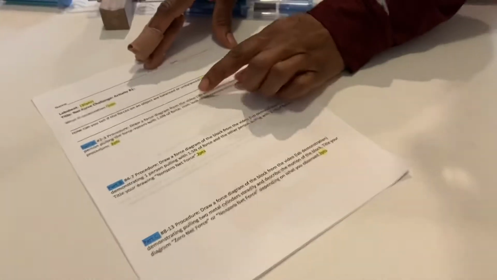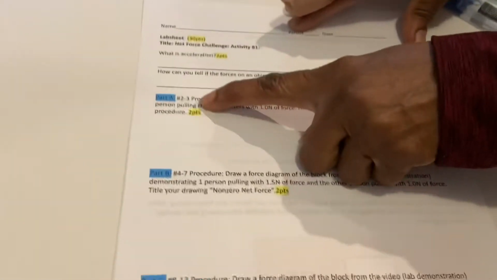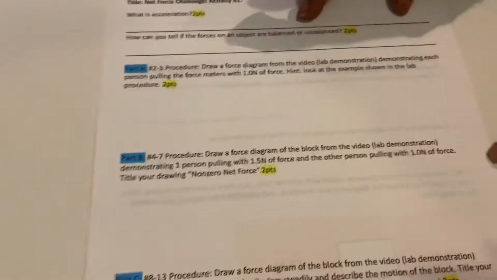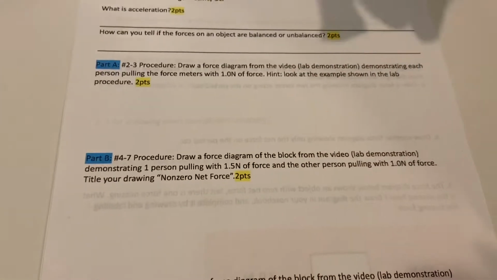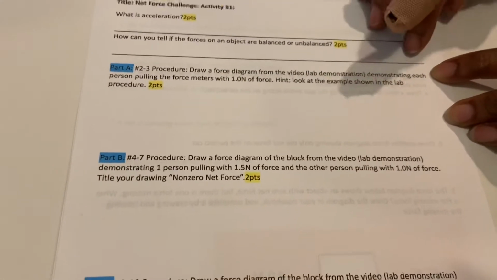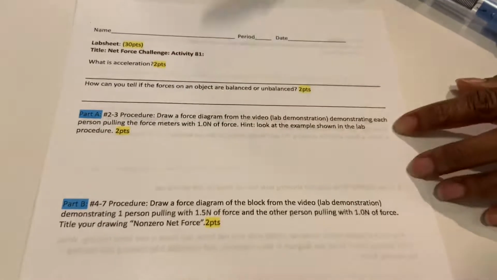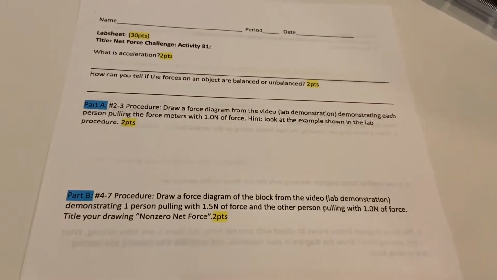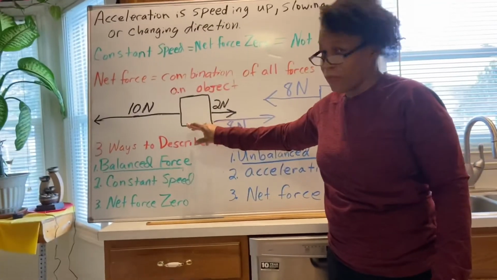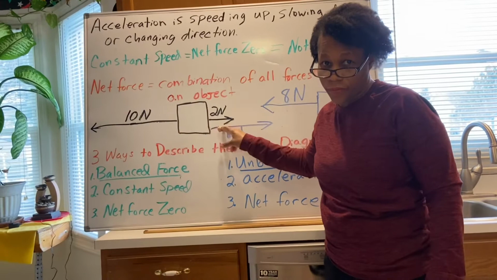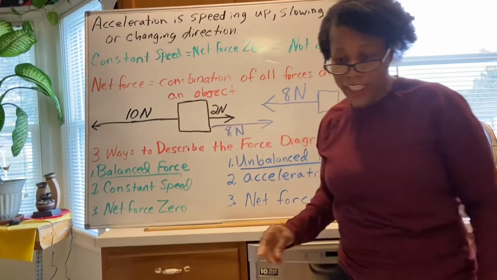Now let's look at your paper. It says, how can you tell? Procedure number 2-3: draw a force diagram from the video. That's my demonstration here, each person pulling the force meters with 1 newton of force. So class, you're going to draw a force diagram. A force diagram is going to look like a box with arrows, and it's going to represent what James and I just did.